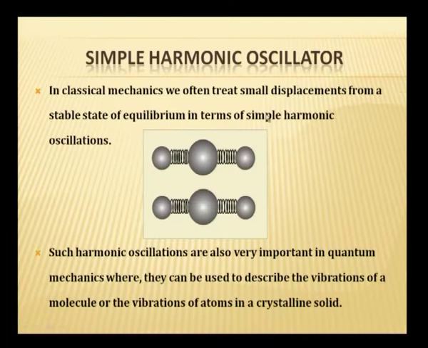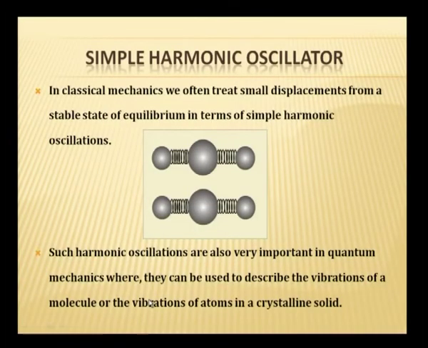So, the atoms and molecules are vibrating, atoms in solids are also vibrating. Okay. This is the simple harmonic oscillator. In classical mechanics, we often treat small displacements from a stable state of equilibrium in terms of simple harmonic oscillations. So, you take a case of a molecule, water molecule, or HCl, the two atoms, hydrogen and chlorine. Irrespective of the number of atoms in a molecule or in a solid, you have a spring. What is the meaning of the spring? The spring is the binding. It shows that the spring constant, Hooke's law forces come into operation.